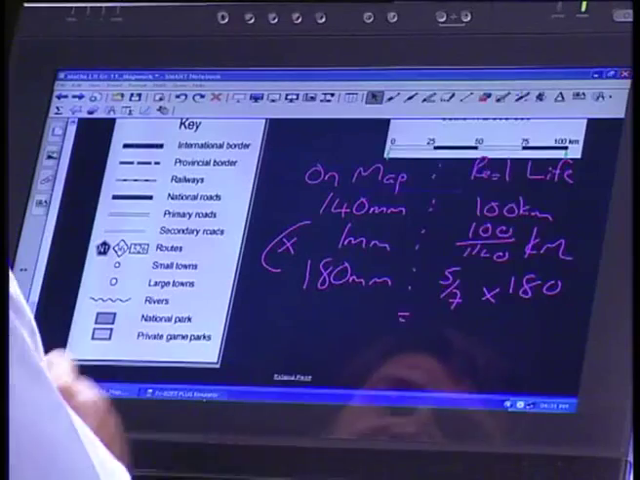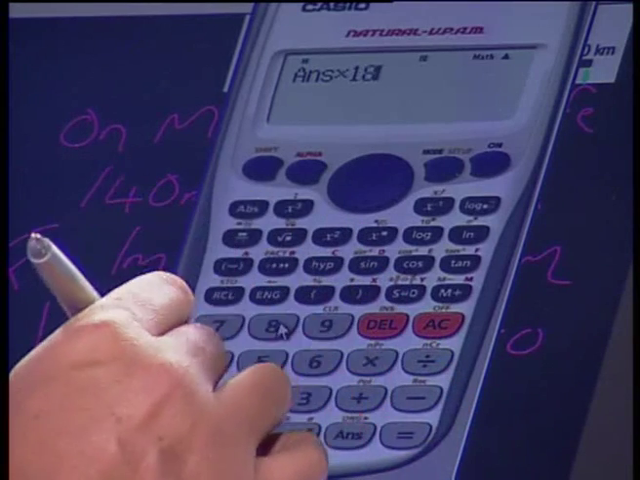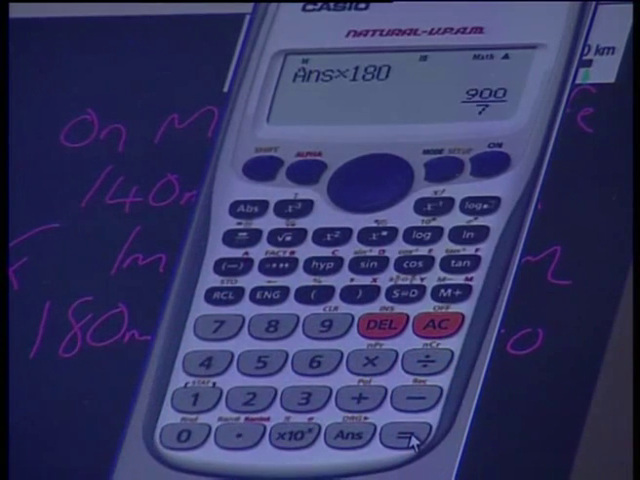So let's have a look. Back to our calculator. We've got 5 over 7. We're going to multiply that by 180, and we're going to land up with 900 over 7 kilometers. Now, if your mom or your dad asked you, how far is it from here to here? And you said to them, well, actually, it's 900 over 7 kilometers, they won't know what on earth you're talking about. So now that I've got my final answer, I have to have it in decimal form. So 900 over 7, what is that?